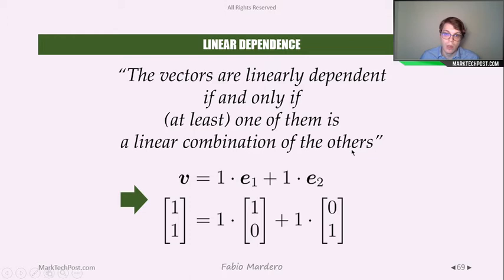But we can also say that if we take a set with one vector that is a linear combination of the others, then the set, of course, will be linearly dependent.